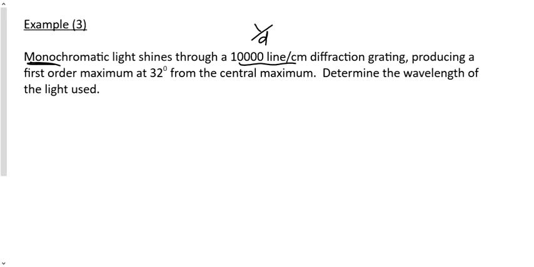So what do we have given to us here? We're going to say 1 over d is equal to 1.0 times 10 to the 4 lines per centimeter. We're going to say that theta is equal to 32 degrees. We're going to say that n, because we just got theta, n is equal to what? First order maximum, central maximum, n would be 1.